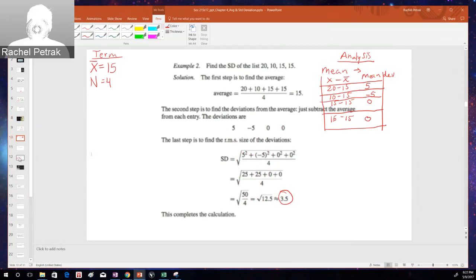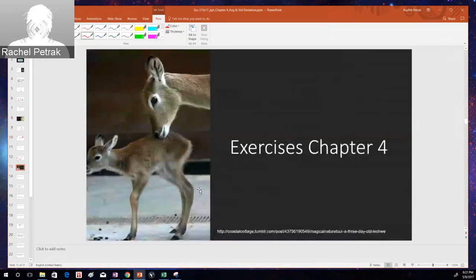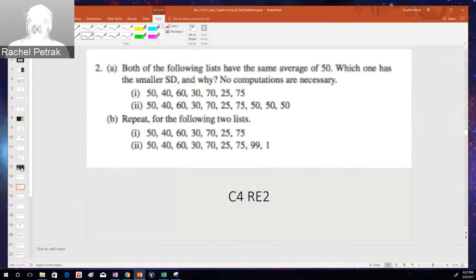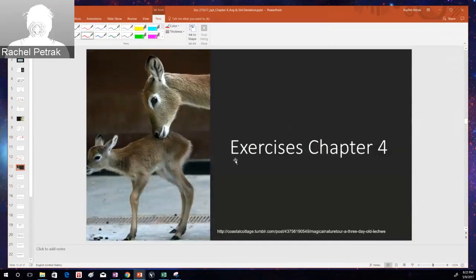Okay, so next up we are going to do these exercises for chapter 4. And just like this little baby deer is being helped to walk by her mommy doe, I'm, through doing these exercises with you, helping you to get your statistics legs working. And I know you're just learning to walk. So, whoops, back to the cute thing. There we go.